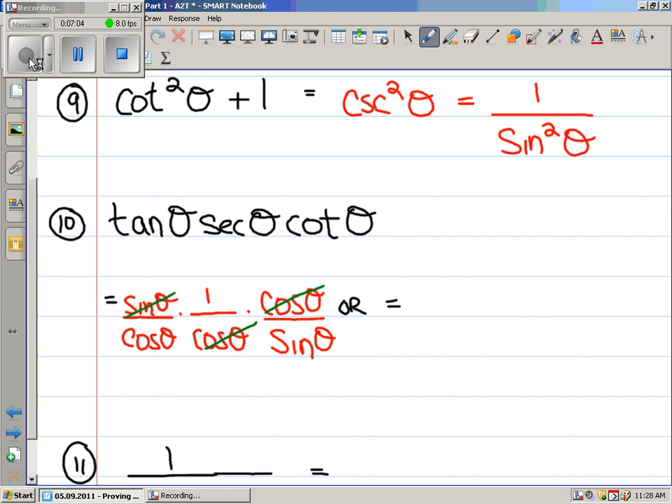So those cancel, and these sines cancel. And what's your answer in the end? 1 over cos theta. Very nice. Now, let me show you the other approach. Can somebody think of it? See it, maybe?